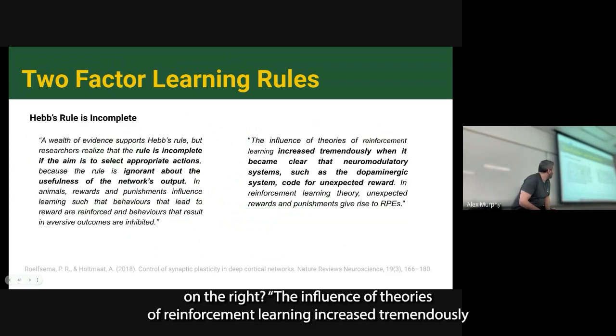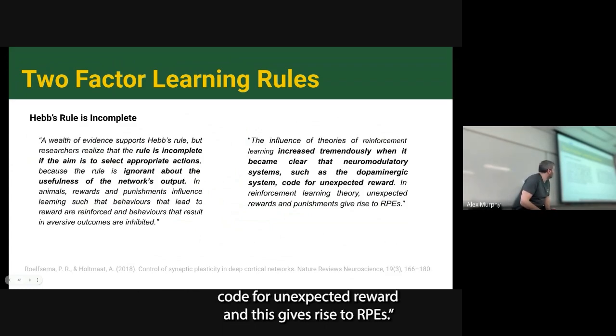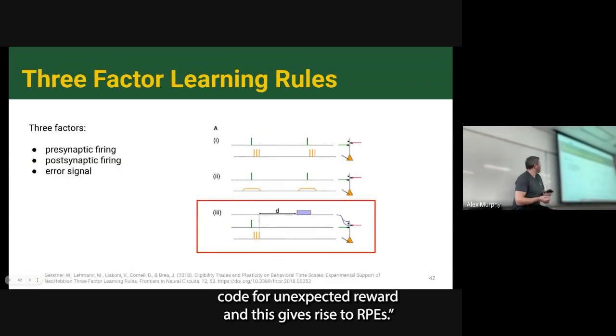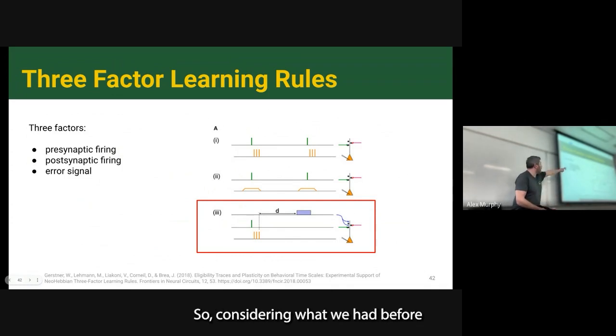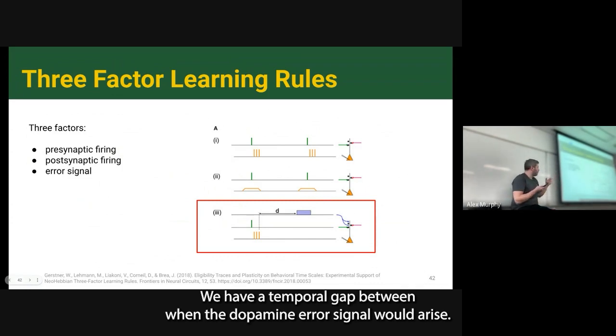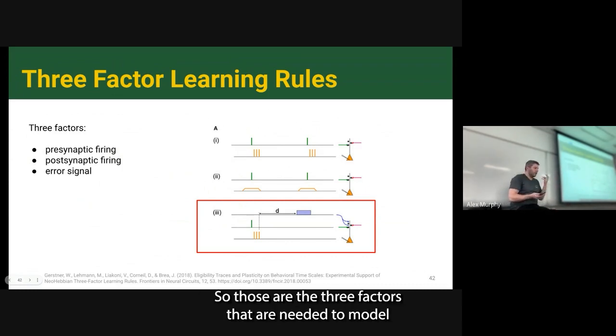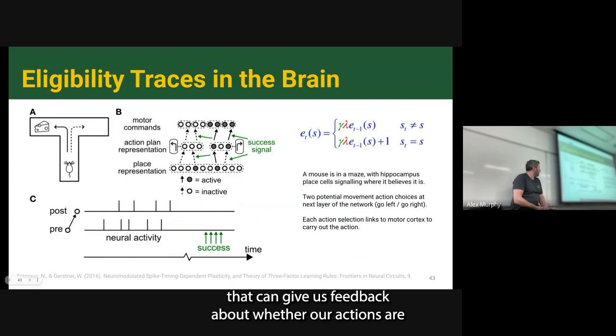What does it say here on the right? The influence of theories of reinforcement learning increased tremendously when it became clear that neuromodulatory systems, such as the dopaminergic system, code for unexpected reward. And this gives rise to RPEs. So what we have now is the extra factor, which is error signals. Considering what we had before, firing of the presynaptic neuron and the postsynaptic neuron, and then obviously there's no signal here. In this bottom case, we have the same thing again, with a temporal gap before the dopamine error signal arrives. Those are the three factors needed to model the learning in the brain that actually encodes useful things that give us feedback about whether our actions are useful or not.